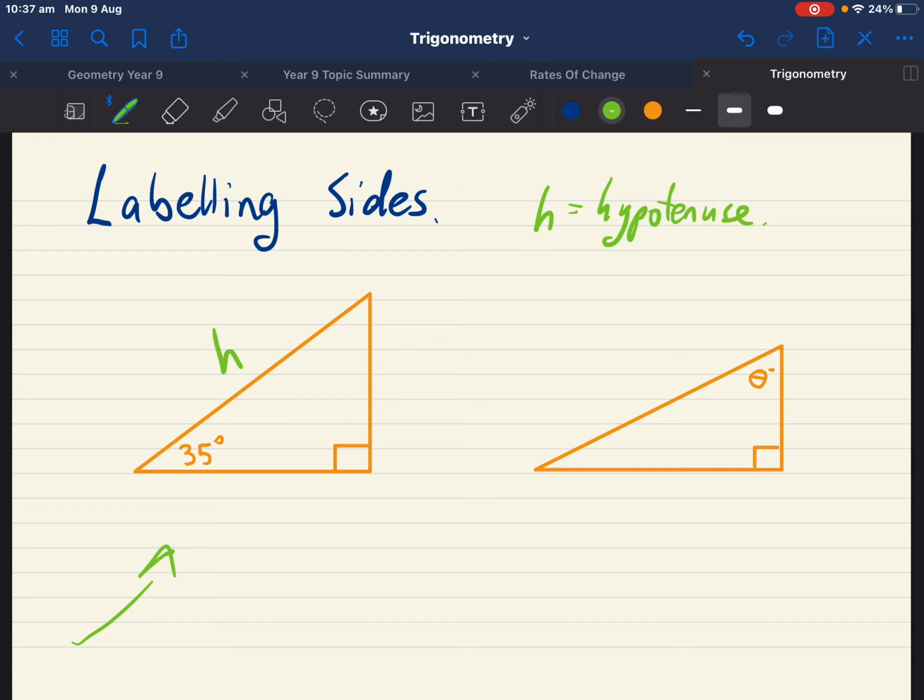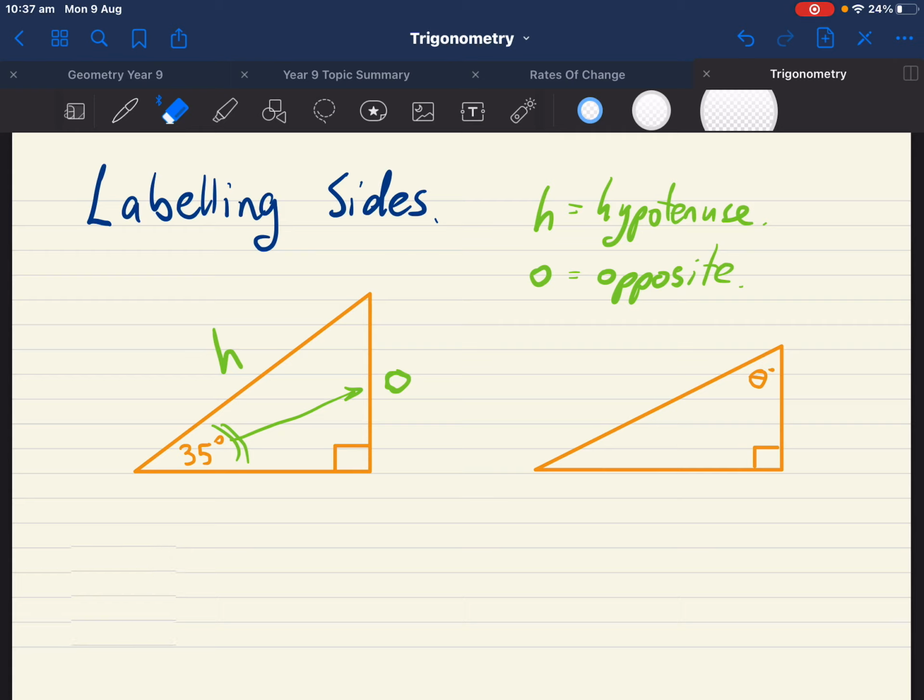All right, now what about these two shorter sides? Well, if you look at the included angle, the 35 degrees, one of these two shorter sides is opposite it. It's on the opposite side. So if you take the included angle, go over to the opposite side, well, guess what? We call that the opposite side. I'm just going to, again, put O as an abbreviation, but that actually stands for the opposite side.